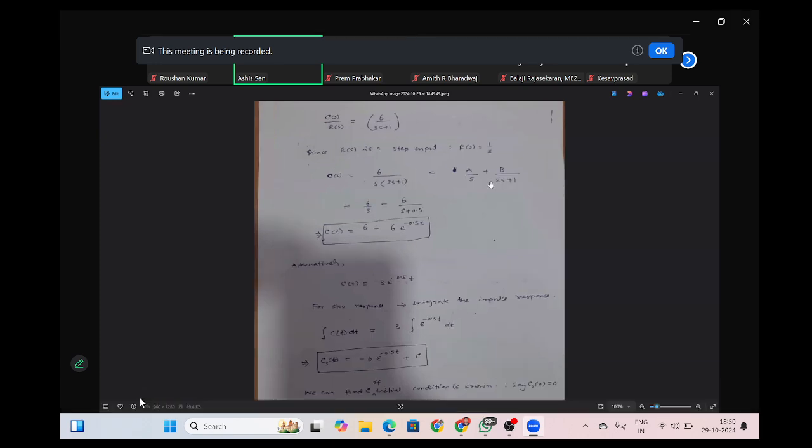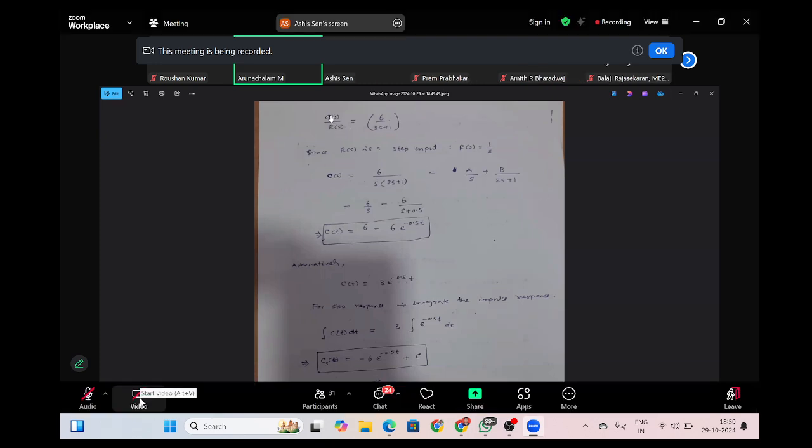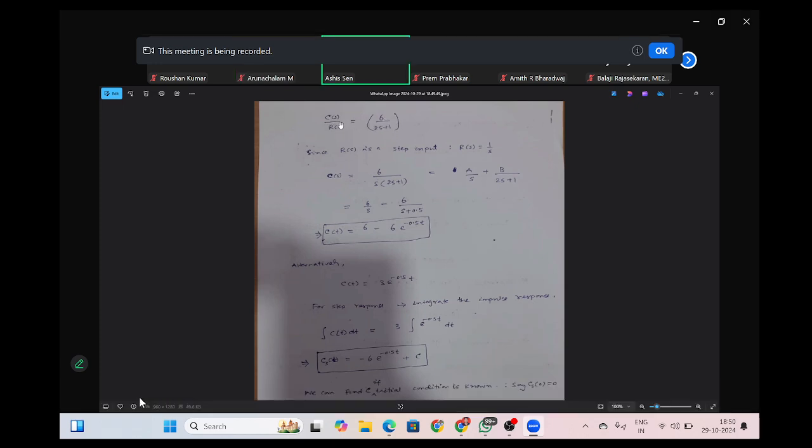So I hope you are able to see it. So this is basically the transfer function. Okay, C(s) over R(s) is 6 by (2s plus 1). And since the input now is a step input, R(s) is 1 over s, right? This is how the step input is written. So the output will be 6 times 1 over s divided by (2s plus 1). And this you can write as A by s plus B by (2s plus 1).